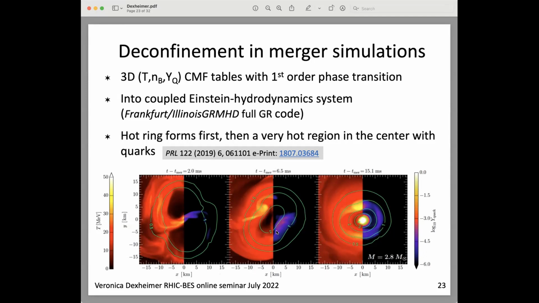And then because you have the softening from the first order phase transition, it collapses, it gets very dense and very hot. So that's the first time that this hot region was identified in the center of the merger. Here, by the color code, you can see that it also has a lot of quarks, because at low or intermediate temperature is the first order phase transition. But of course, we cannot look inside the merger. It would be nice, but we cannot.